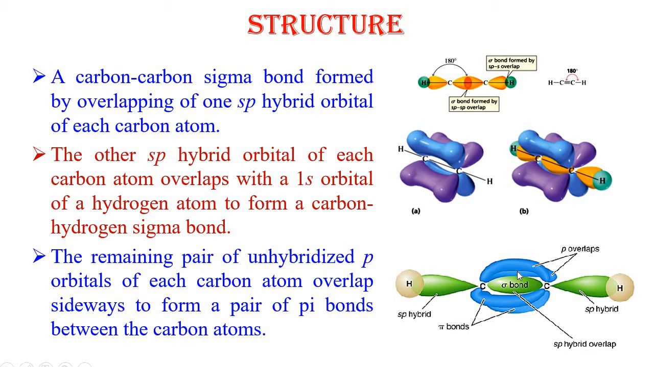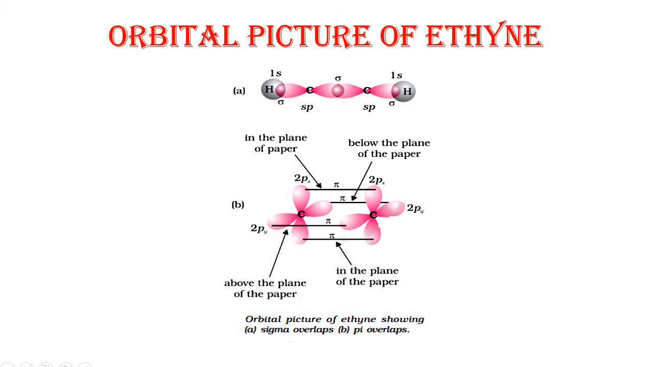The two blue bonds show pi overlapping between the unhybridized p orbitals of the two carbons. This is the orbital picture of ethyne. Here there is a carbon-carbon pi bond formed by overlapping of unhybridized p orbitals, a carbon-carbon sigma bond, and carbon-hydrogen sigma bonds.